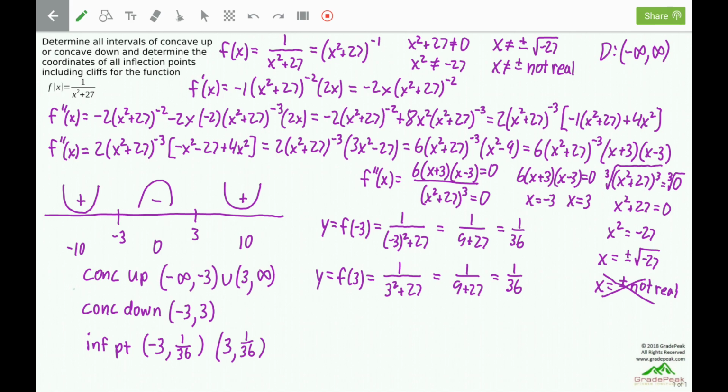So we have two intervals of concave up, one interval of concave down, and two inflection points, negative 3, 1 over 36, and positive 3, 1 over 36.